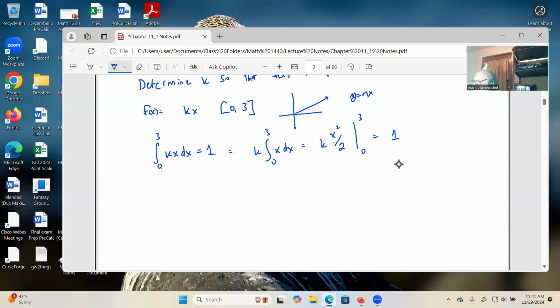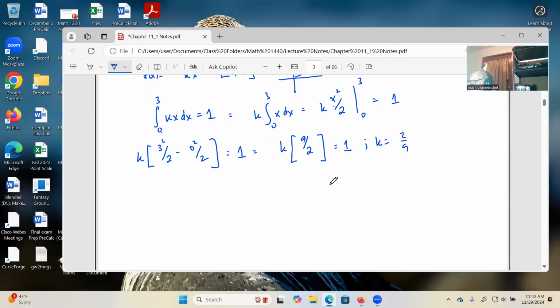So we plug in the values there. We have k times 3 squared over 2 minus 0 squared over 2 is equal to 1. Simplifying, we have k times 9 over 2, since 0 over 2 is just 0. This has to be equal to 1. Solving for k, k is equal to 2/9.